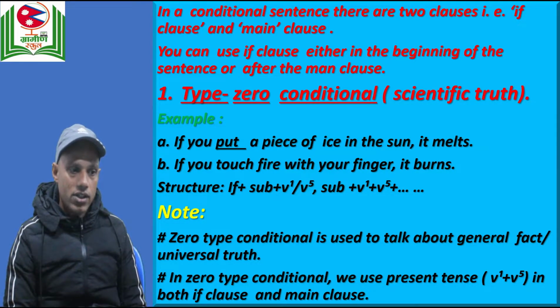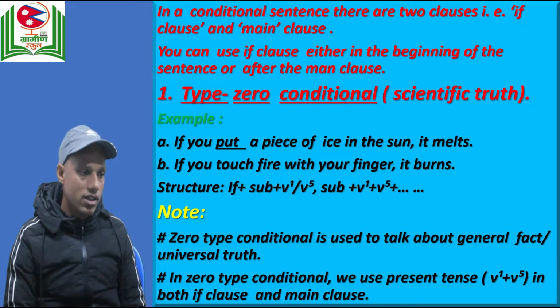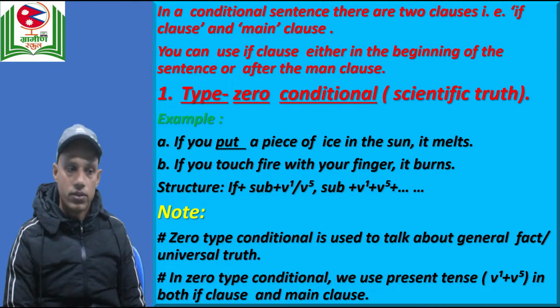Zero type conditional is used to talk about scientific truth. Let's see some examples for this. Number A: if you put a piece of ice in the sun, it melts. Number B: if you touch fire with your finger, it burns. For zero type conditional, you can use the structure as given over here: if plus subject plus verb 1 or verb 5. This is what we use in the if clause.